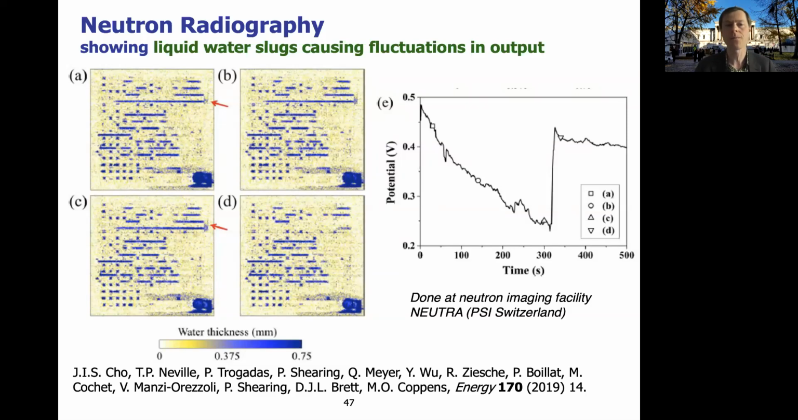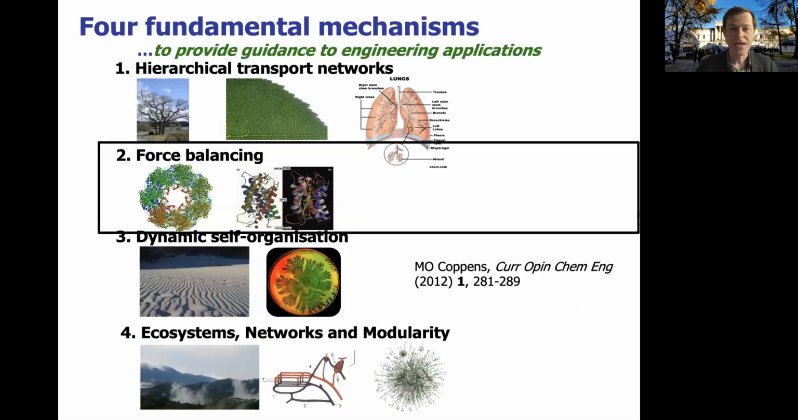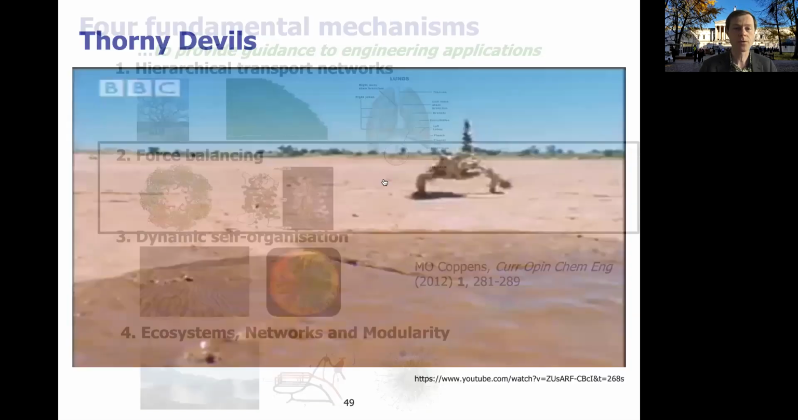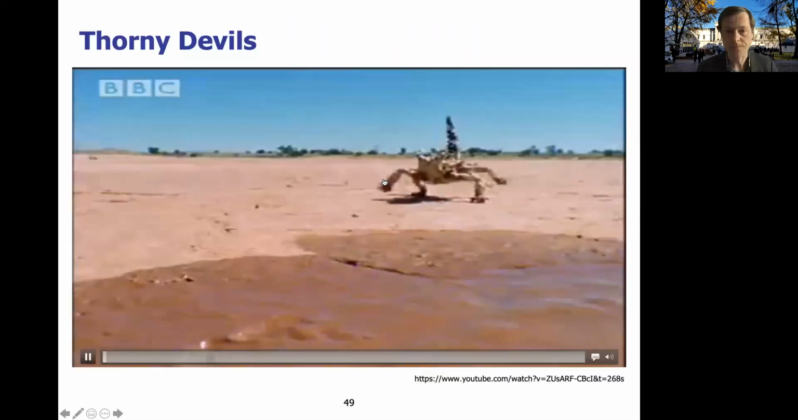So maybe we can learn lessons from nature again. And that's what we've been doing. We've learned lessons from another principle about force balancing, not quite at the nanoscale, but at the microscale, because it's at that scale that problems are occurring. It is at the scale of a number of micrometers to millimeters where the water is actually condensing. And so we could draw lessons from this little critter.